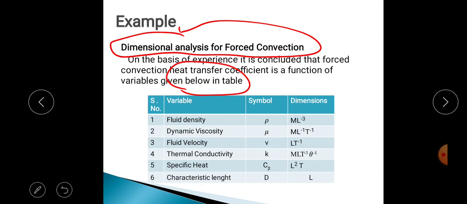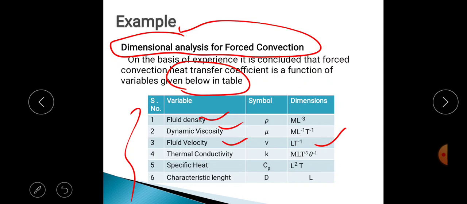Variables here given. Like first is the fluid density, symbol is of course rho, and dimension is M L^-3. Mass by volume, mass has dimension M, volume has dimension L^3, so it's simply M L^-3. Next is the dynamic viscosity, symbol is mu, and the dimension is M L^-1 T^-1. Third is the fluid velocity, the symbol is v of course, and dimension is L T^-1.